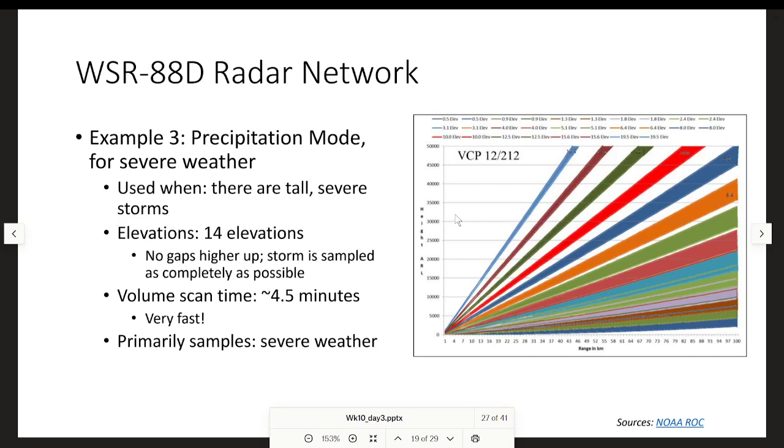And the reason why we don't do this mode at all times is because it's incredibly taxing on the radar. It's old technology. They don't really make radar parts that much anymore, so you don't really want your radar to break. If you're in this mode all the time, it's just spinning really fast and moving up and down really fast, and it wears down the technology. So usually we'll stay in clear air mode unless we need this. And this is an automated process. It will go into this VCP automatically if it detects parameters for severe weather.